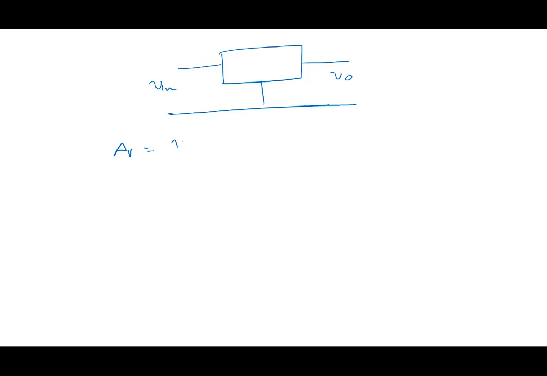suppose there is a circuit here. Before we do that, there is Vin and there is V0, right? And let's say we have gain AV equal to V0 by Vin equal to 100, right? What is the gain in dB?